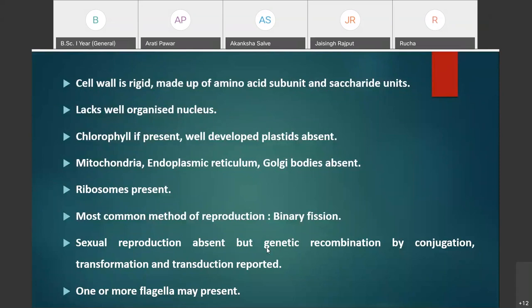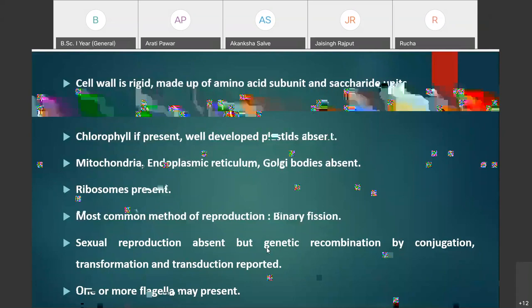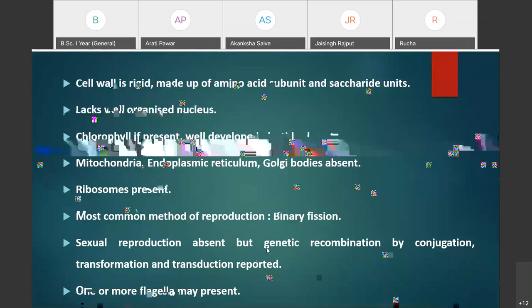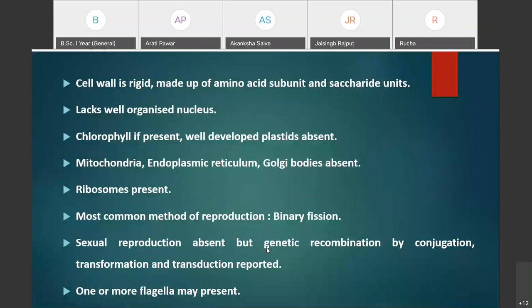Simply, we can say, transfer of genetic material from one cell to another cell. Sexual reproduction, that is the formation of male and female gametes and their fusion, does not take place in bacteria. The transfer of genetic material, that is, genetic recombination from one bacterial cell to another bacterial cell, is reported. And it takes place by three principal methods.